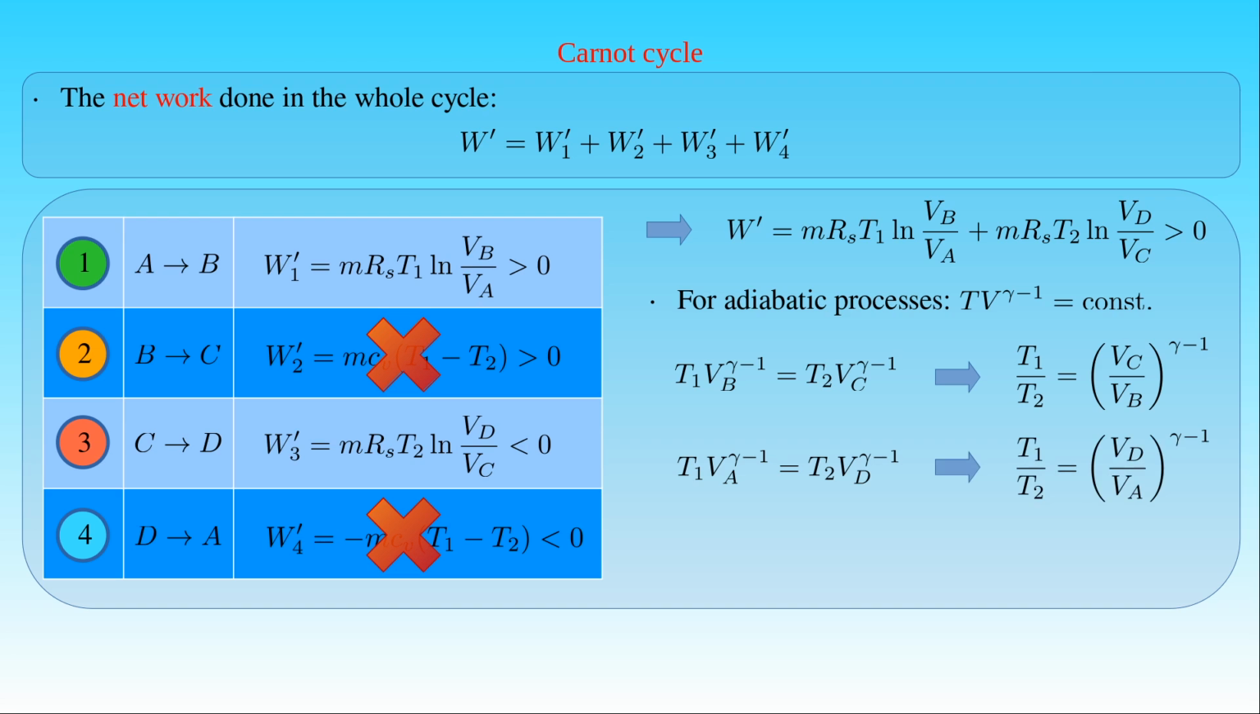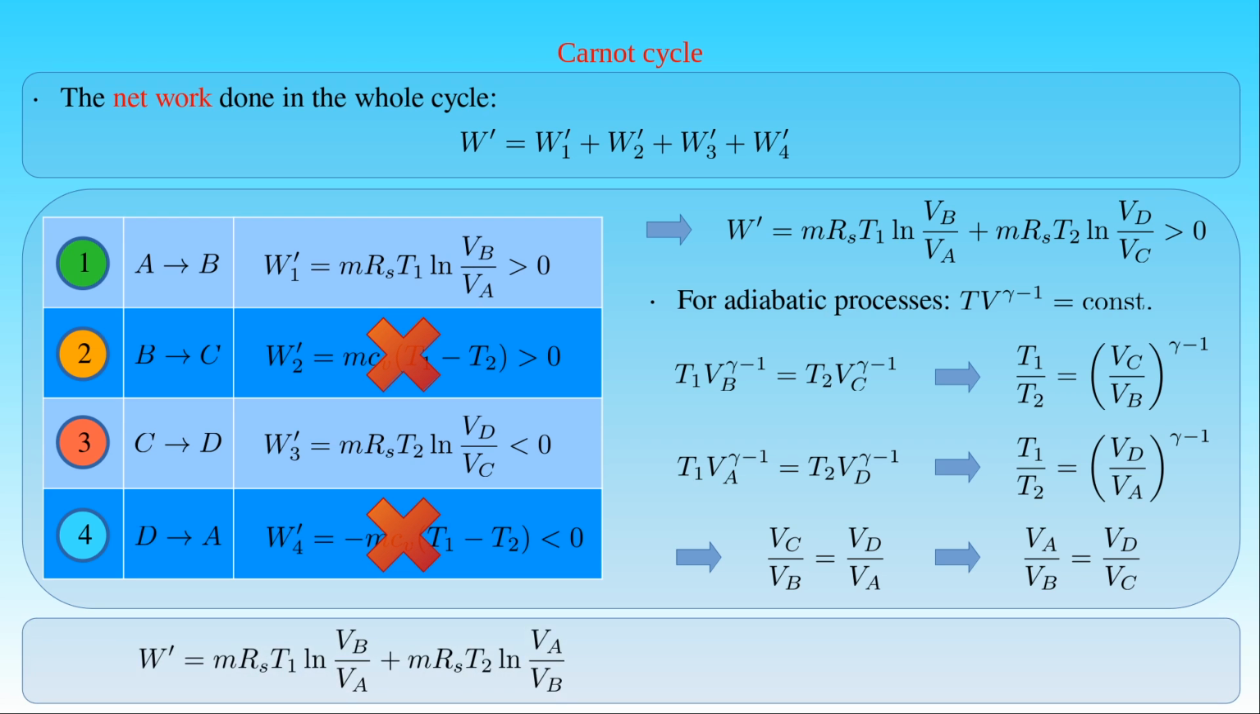As a result, the expressions in the right-hand side of these equations are equal, and we can write that the ratio of the volume Vc to the volume Vd is equal to the ratio of the volume Vd to the volume Va. Therefore, the ratio of the volume Va to the volume Vb is equal to the ratio of the volume Vd to the volume Vc. Now we can substitute this result into the net work W' done by the gas, which gives m times Rs times T1, times the natural logarithm of the ratio of Vb to Va, plus m times Rs times T2, times the natural logarithm of the ratio of Va to Vb.